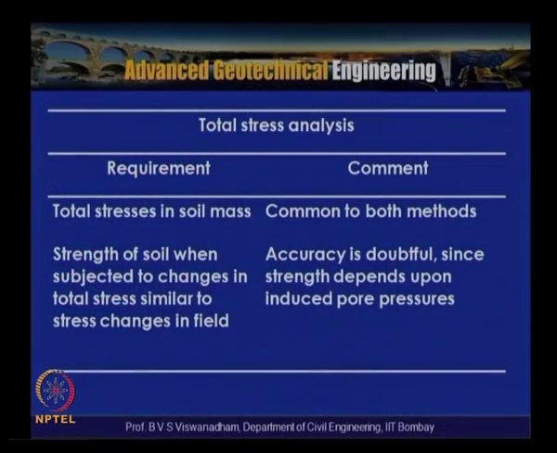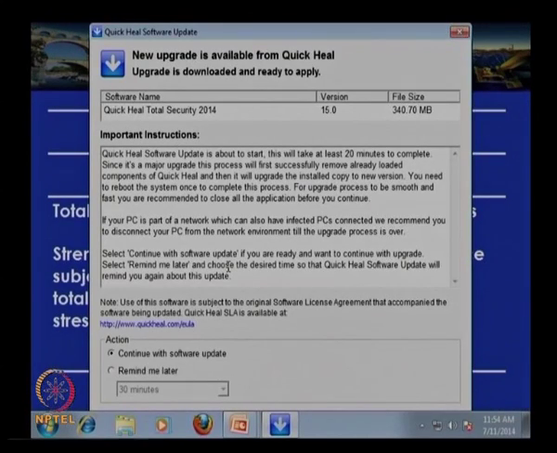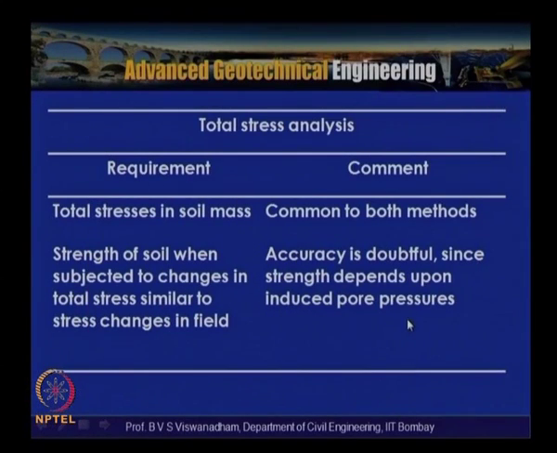That was the discussion about the rapid drawdown condition. In the forthcoming 2 slides we discuss the total stress analysis and effective stress analysis, requirements and some general comments. The requirement is the total stress in the soil mass, which is common in both methods, but the strength of the soil is measured when subjected to changes in total stress similar to the stress changes in the field. The accuracy is doubtful since the strength depends upon the induced pore pressures.